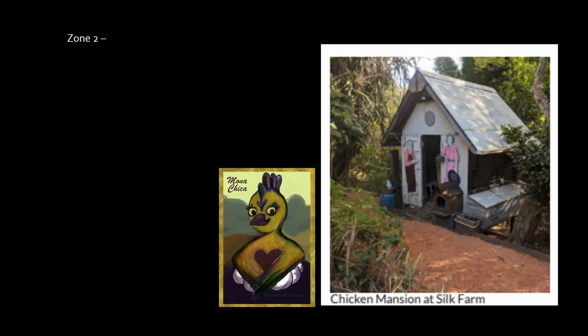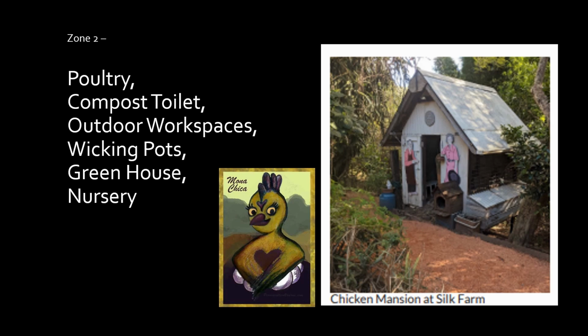Our zone 2 has got poultry houses, compost toilets, and outdoor workspaces. The wicking pots are absolutely valuable for when we need to go away. There's a little greenhouse, which is not very efficient because it constantly needs attention, or the plants will die. And then we've got a nursery. To be honest, I've put everything that's in the nursery into wicking pots.